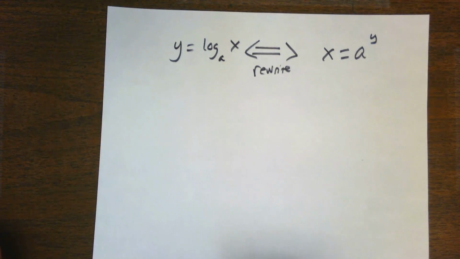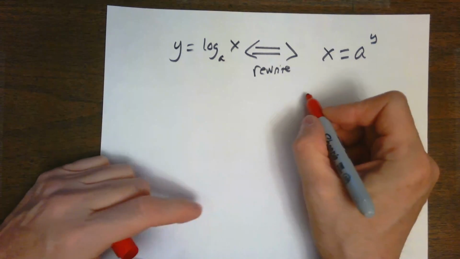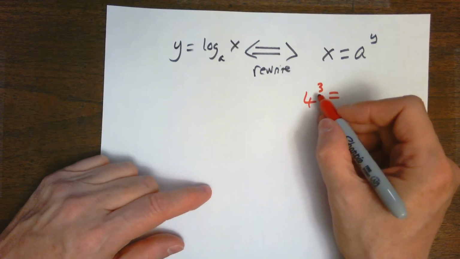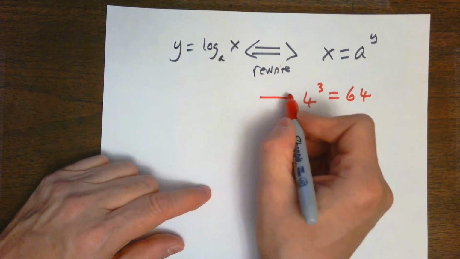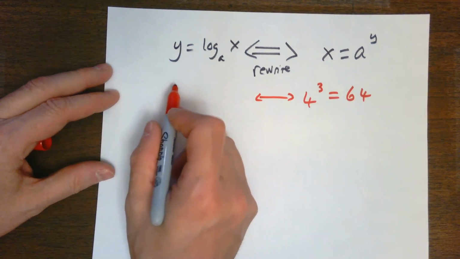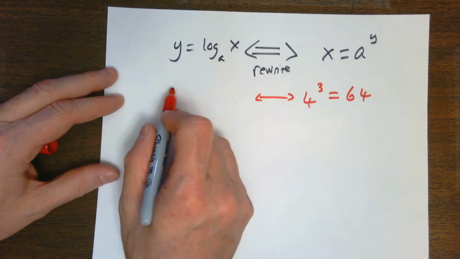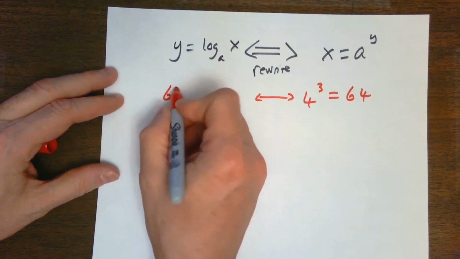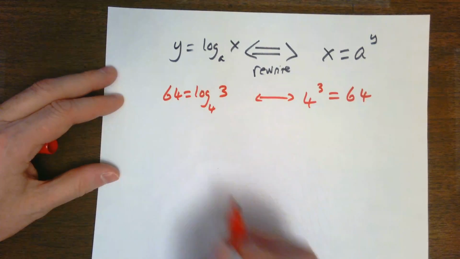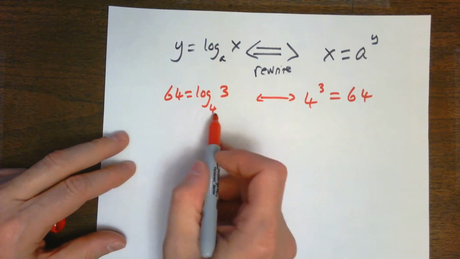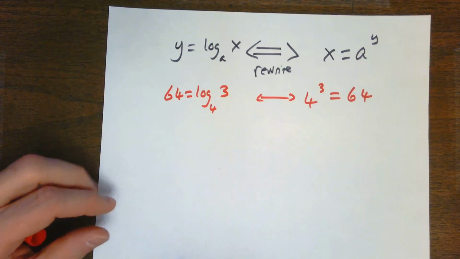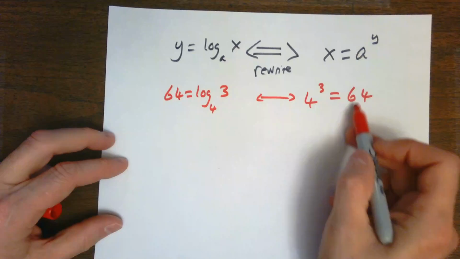For example, if I had something like 4 to the third power, 4 times 4 is 16, times 4 is 64, I could rewrite this equation, which is true, 4 to the third power is 64. I could rewrite it in logarithmic form as saying that 3 is equal to log base 4 of 64. 4 cubed is 64. So I can have a logarithmic version and an exponential version.